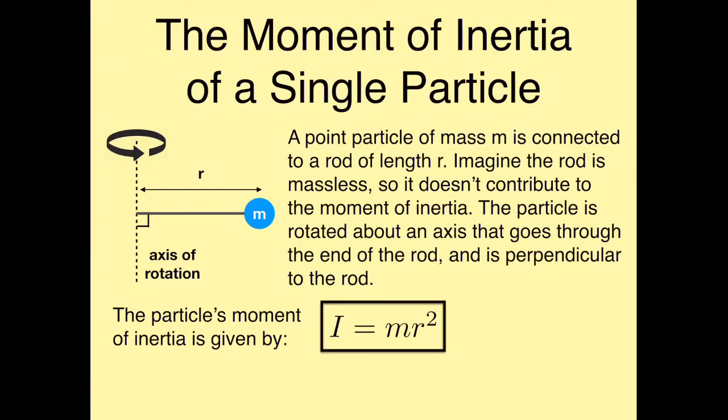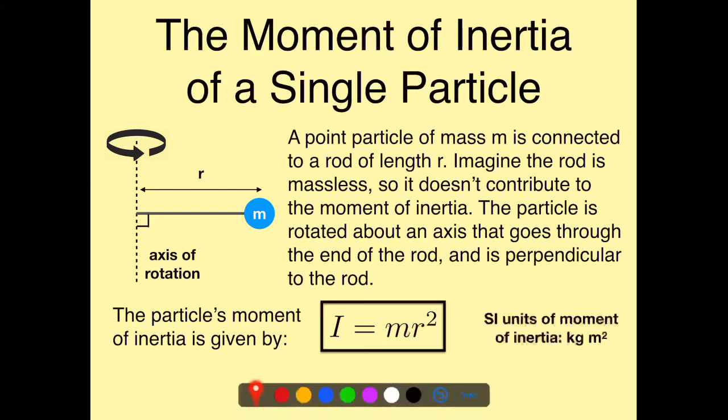So here's the formula that we derived. The particle's moment of inertia is given by I is equal to m times r squared. So it depends on the mass of the particle, and it depends on r, which is how far from the axis of rotation your particle is located. Now, what are the SI units for this new quantity called moment of inertia? For mass, we measure that in kilograms. And for r, that's just some distance, so that would be measured in meters. So the SI unit of moment of inertia is kilograms times meters squared.